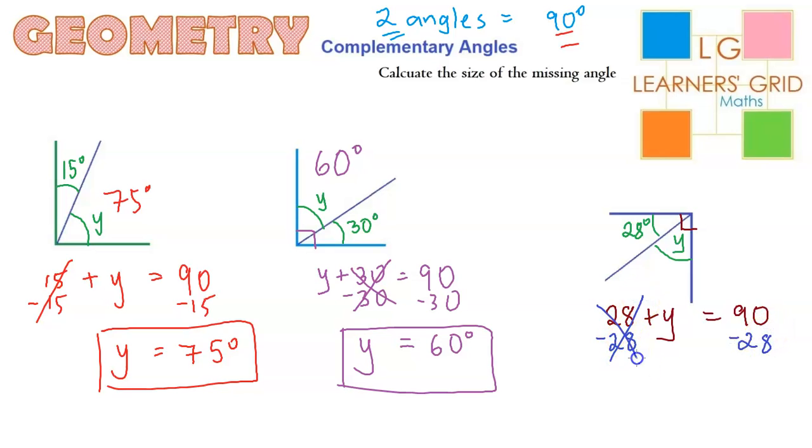We do that to both sides to keep the whole equation nice and balanced. And that cancels out to 0. We have y left on the left-hand side of the equation. And on the right-hand side of the equation, we have 90 minus 28, which is 62. So 62 degrees is the size of angle y in this particular case. And that's how you do these problems.